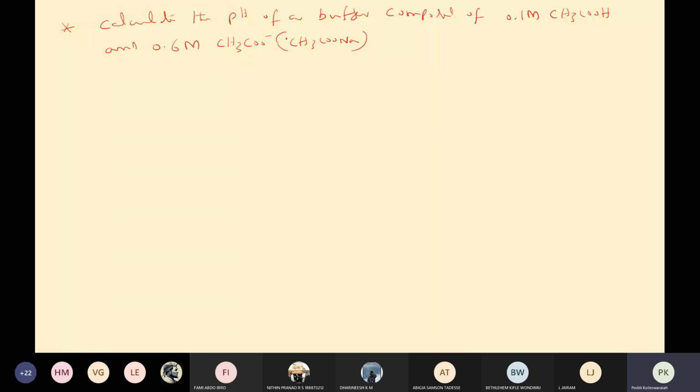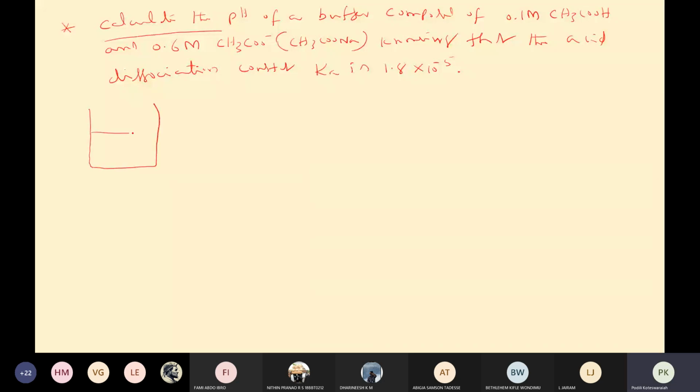When sodium acetate dissociates, it gives its conjugate base. Knowing that the acid dissociation constant Ka is 1.8 into 10 to the power of minus 5, calculate the pH. Let me make it simple.